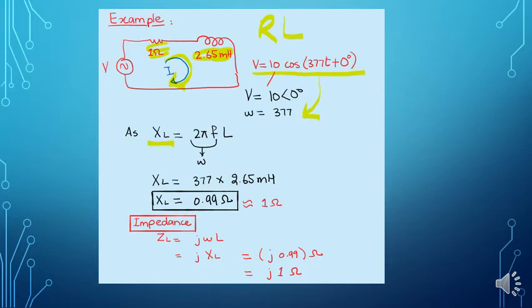So first of all, we are going to find out XL. The formula for XL is 2 pi FL. As we already know that 2 pi F is equal to omega, we put this value of omega in the formula and multiply it with the value of inductor, and we got XL equal to 0.99 ohms, which is equivalent to 1 ohm. Similarly, for the impedance j omega L, omega into L is equal to 1 ohm, as we have already found in our previous step. So putting the values, we got ZL impedance equal to j 1 ohm.